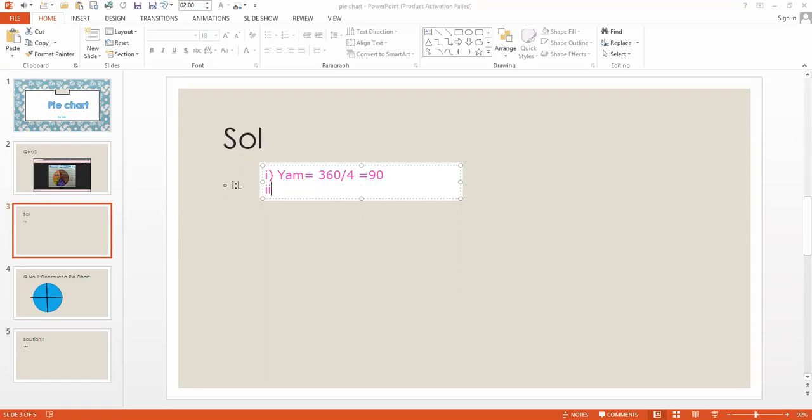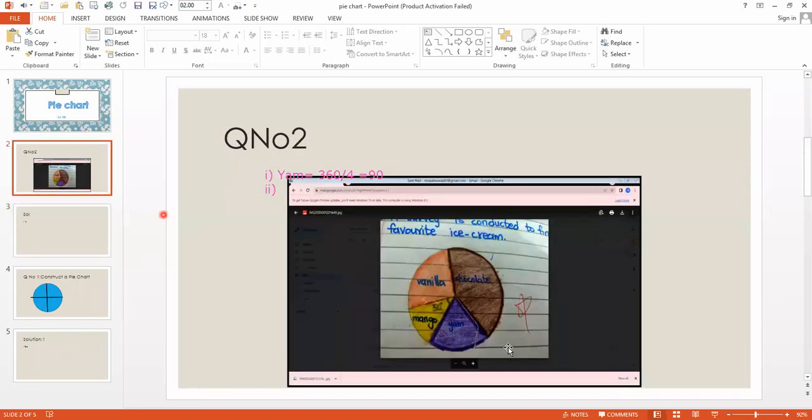Okay. Now we come to the second part. According to the second part, it is given, find the angle of the sector that represents the number of students who prefer vanilla. Okay. Now again, we come to the diagram. Look here. The students who prefer chocolate ice cream are 120 degrees. And the students who prefer mango are 50 degrees. Jam, you have recently found out, is 90 degrees. And now you have to find the vanilla.